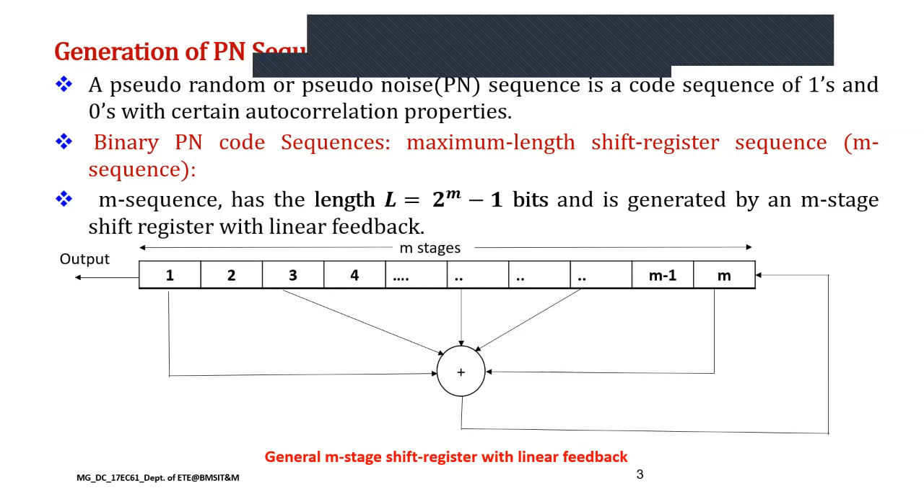If I take M equal to 3, I will have 3 shift registers. L is equal to 2 power 3 minus 1, so 8 minus 1. The length of the pseudo-noise sequence will be 7 bits. The output of some of the shift registers goes through a modulo 2 operation, and the output of that modulo 2 operation, the XOR gate, is given as an input to the shift register, so that it will be a cyclic shift. Let me take the example.